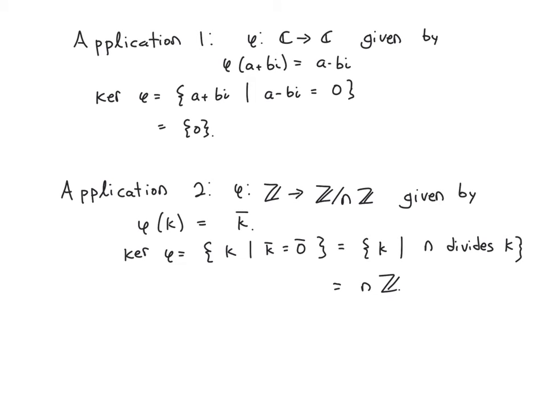Similarly, we had our homomorphism from Z to Z mod nZ, given by taking an integer and sending it to its congruence class mod n. The kernel consists of those numbers whose congruence class was equal to the congruence class of 0, which means that these are those integers that are divisible by n. So we see that the kernel is nZ, multiples of n.